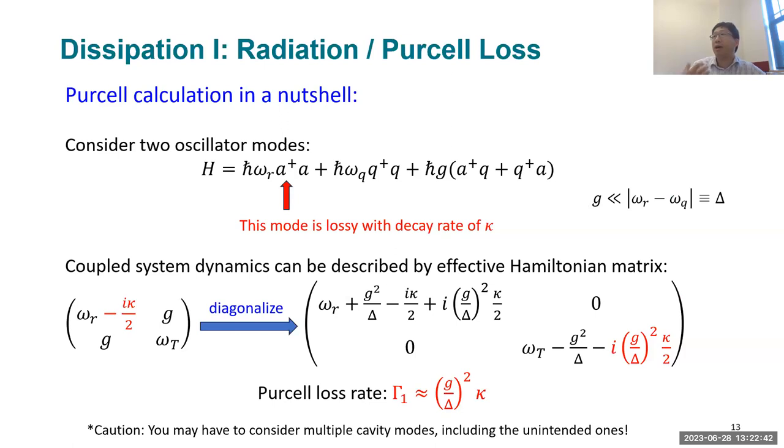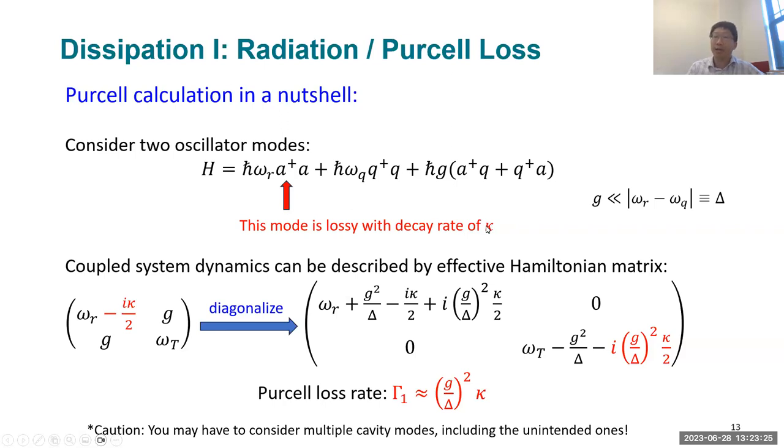And you can actually have a very simple way to think about the Purcell calculation. Imagine you have two oscillators. I'm just going to pretend our qubit is an oscillator. This is an oscillator Hamiltonian. My q and q dagger represent the annihilation and creation operators of my qubit, and a is, let's say, your cavity, for example your readout cavity. These two oscillators couple with each other through some kind of excitation exchange. And if your qubit mode is perfect and your cavity mode has some loss, let's say this mode is lossy, it has a decay rate of kappa.